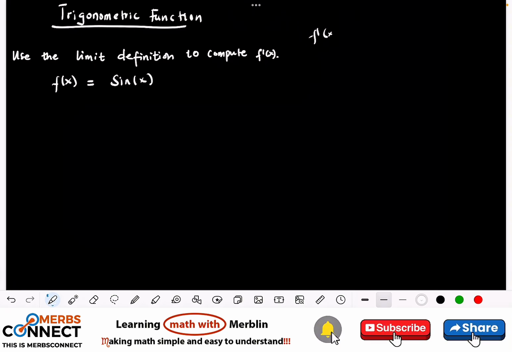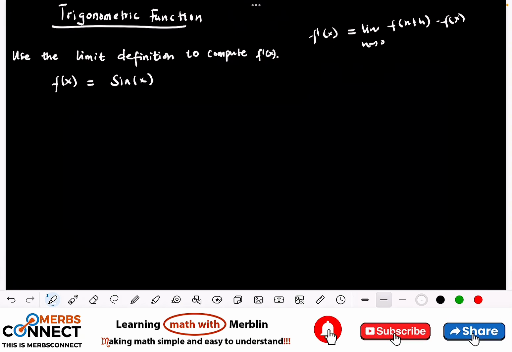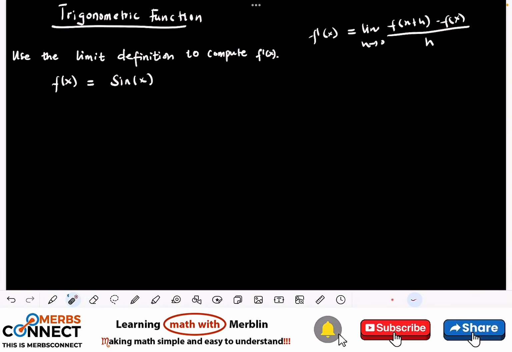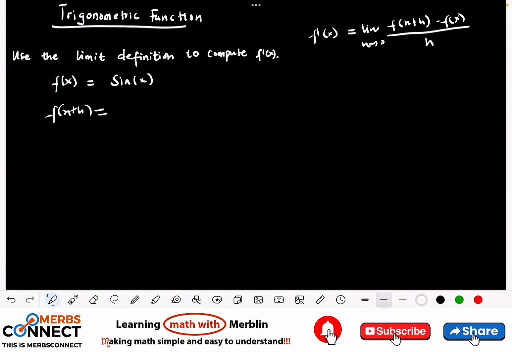f prime of x is equal to the limit as h approaches 0 of f of x plus h minus f of x, divided by h. So this is what we have. So we have f of x. Good. So this one, we are fortunate. The x is in parentheses, the sine is also already in parentheses, so I just need to look for x plus h. So using the same function here, I'm going to have sine of x plus h.